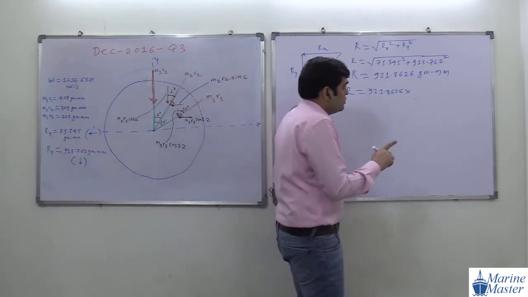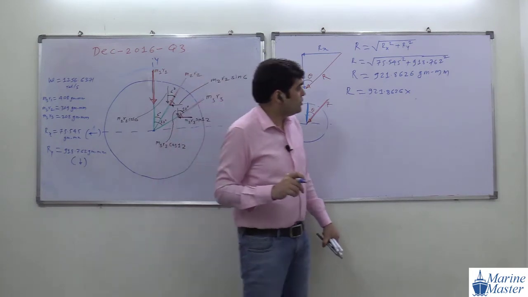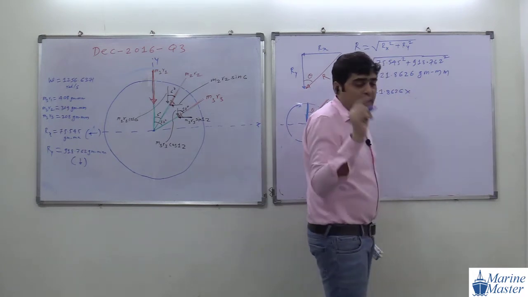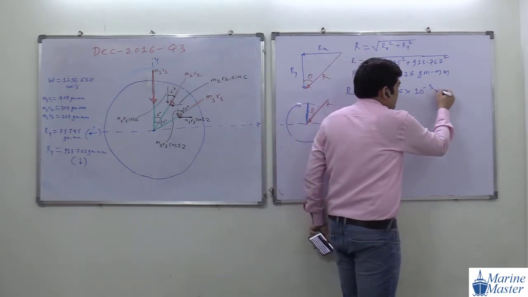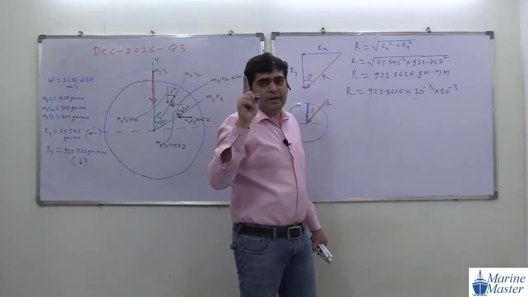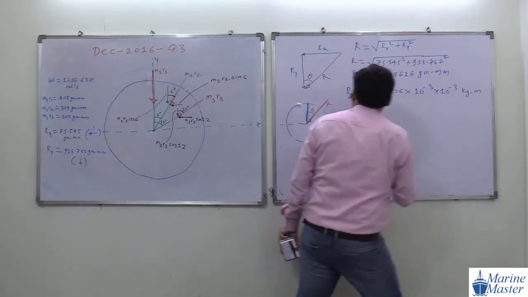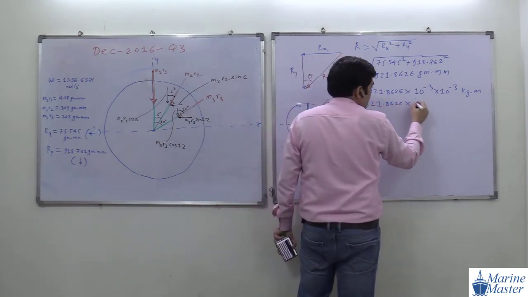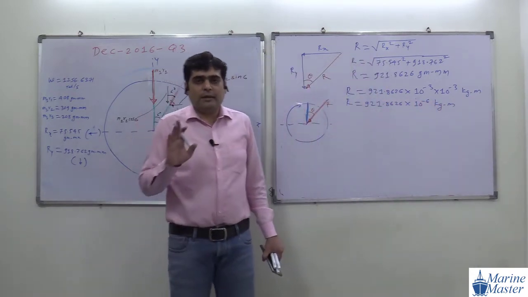So what are we going to do? 1 gram is 10 raised to the power minus 3 kg, and 1 mm is 10 raised to the power minus 3 meter. So we get it in kg meter. So R is equal to 921.8626 times 10 raised to the power minus 6 kg meter. Okay guys, are you getting my point? Any doubt in this discussion?